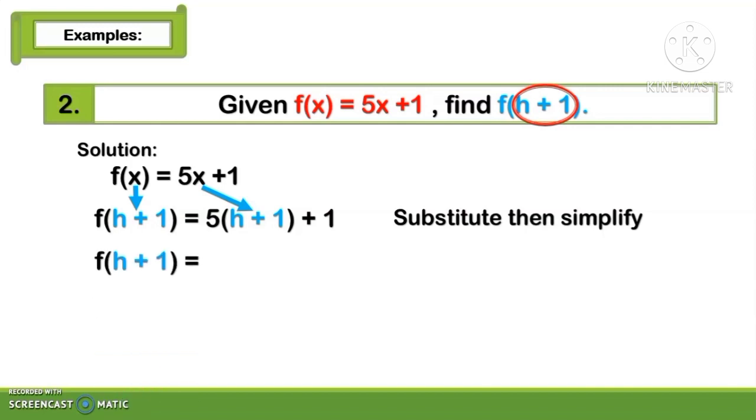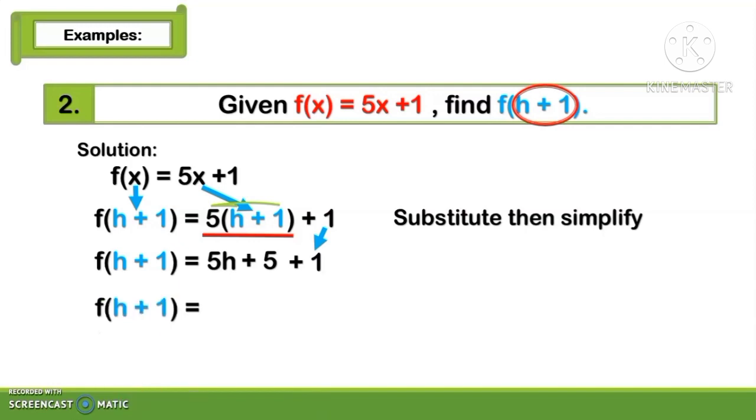Tulad ng dati, kokopyahin lang natin yung nasa left side, and that is f of h plus 1. Then, isi-simplify natin yung nasa right side. Sisimulan natin sa 5 times h plus 1. I-distribute lang natin si 5 dun sa nasa loob ng parenthesis. 5 times h will give us 5h. And then, 5 times positive 1 will give us positive 5. Itong si positive 1, i-bring down lang natin.